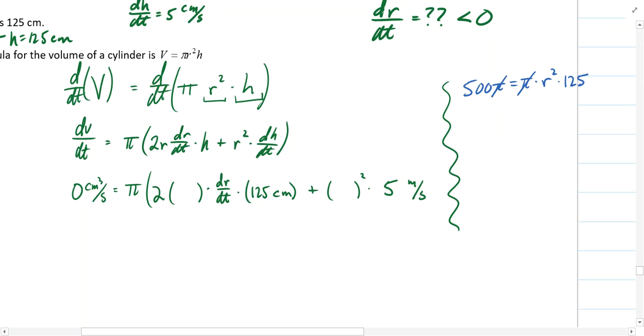So when we divide both sides by pi, that disappears. 500 divided by 125 is equal to r squared. So we now have 4 equals r squared. That means that the radius of this elastic cord is either 2 or -2. And of course, we can't have a negative radius, so we're going to say that the radius is equal to 2 centimeters.